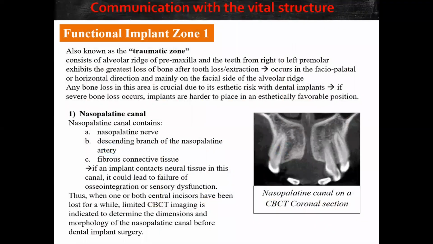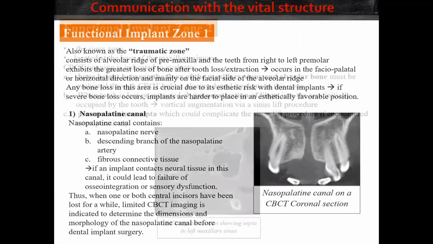Now, C is communication with a vital structure. The vital structures are present in different areas. Let's go over it quadrant by quadrant. First, in the anterior maxilla between the two incisors, there is the incisive foramen and the nasopalatine canal running through it. When you are placing an implant, most of the time the bone being soft, there is a possibility that we might harm this canal. So we need to stay 2 mm away from any vital structure.